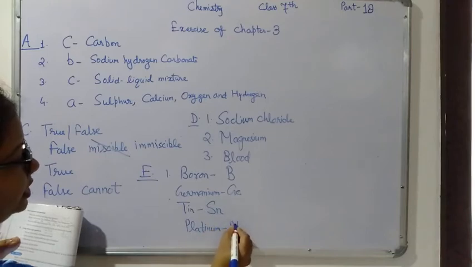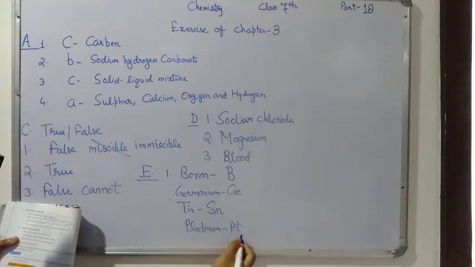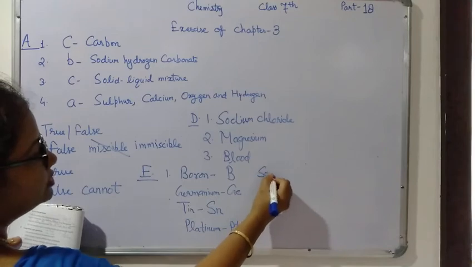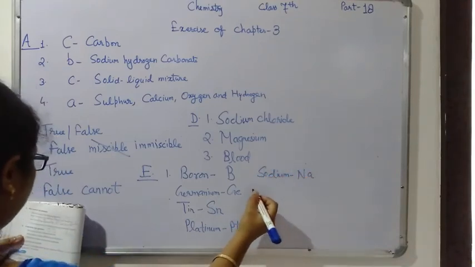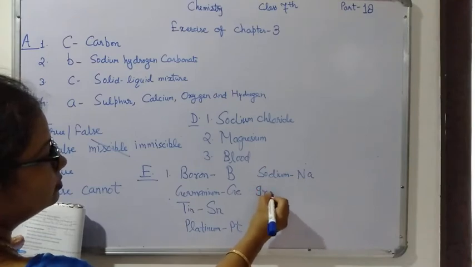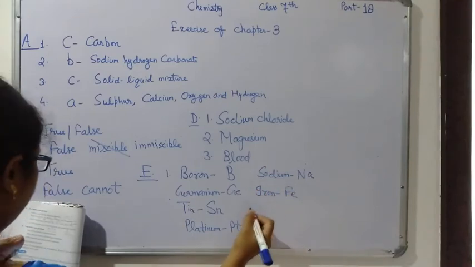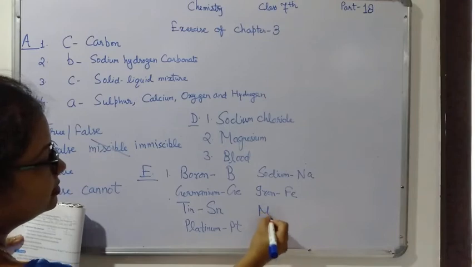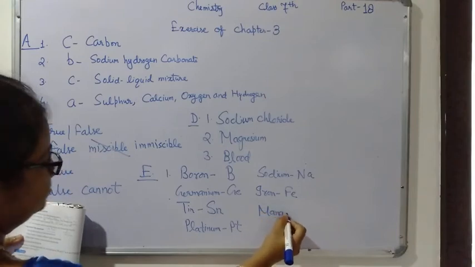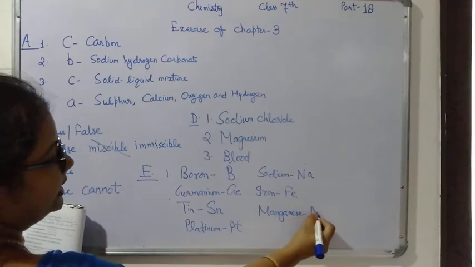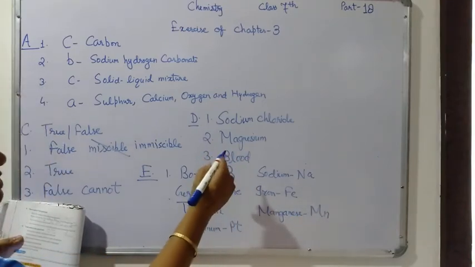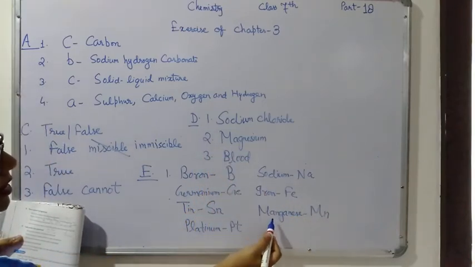Next one is platinum. Symbol is Pt. P will be in the capital, t will be in the small. Next one is sodium. Na. Next one is iron. Fe. Last one is manganese. Manganese will be Mn.